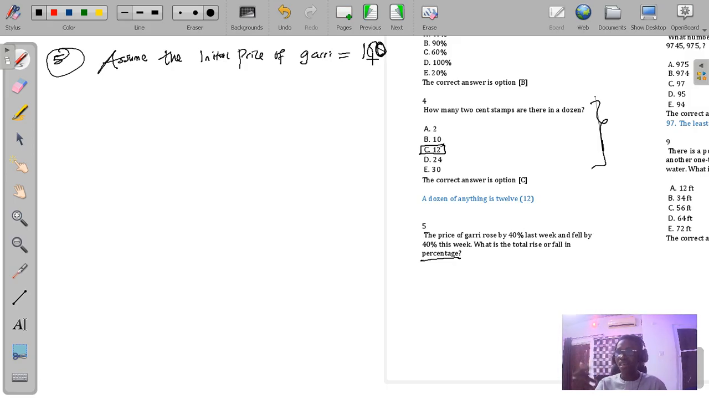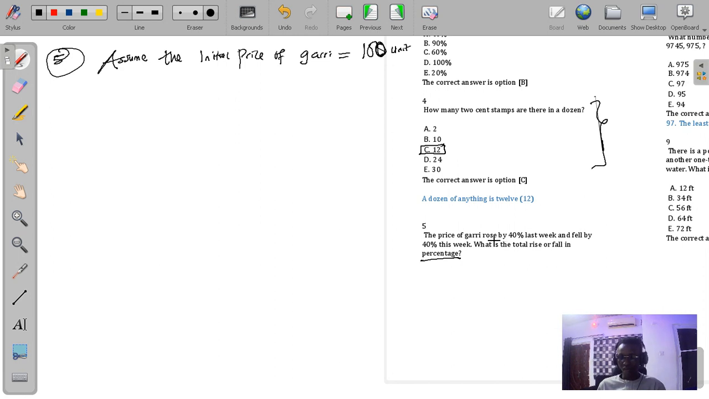That's the price. It should be based on the units given. In this case, we don't know whether it is in naira or dollars, since it's not stated, so I'll just leave it like that. If the unit was given, you substitute with that unit. If it's dollar, put dollar in the right place. All right. So assuming the initial price of Gary is 100, what will it now be?